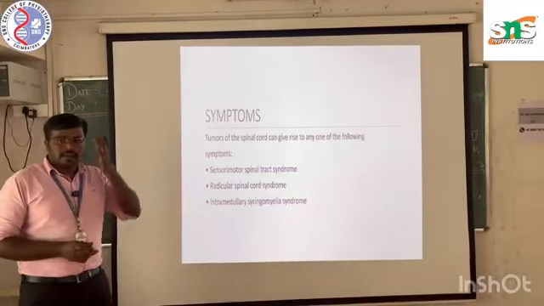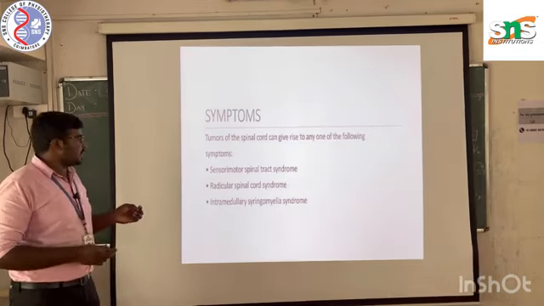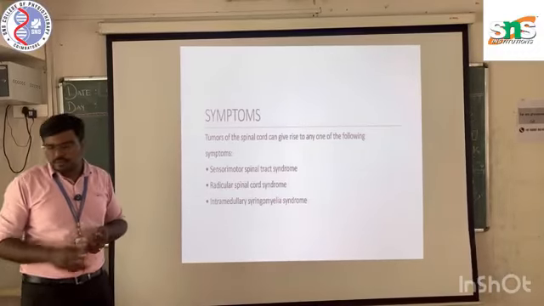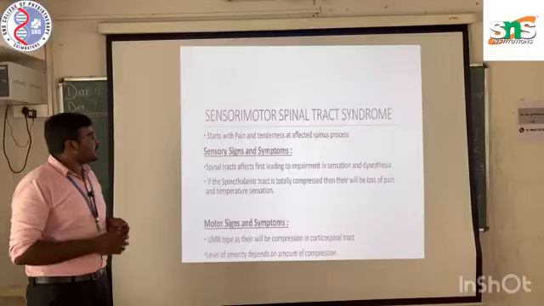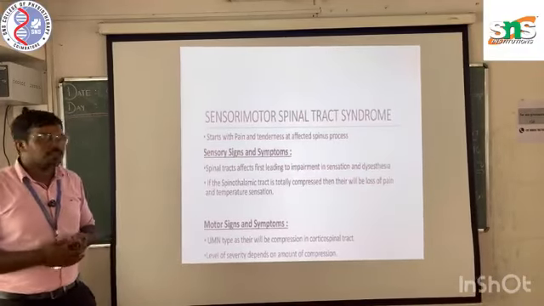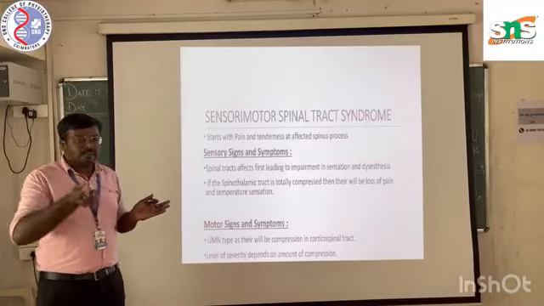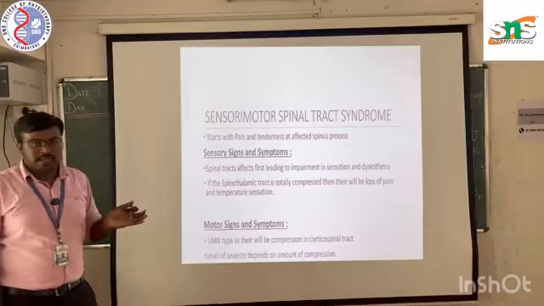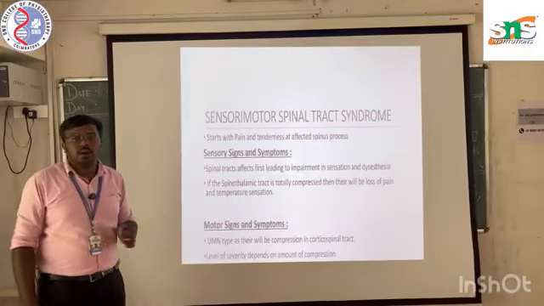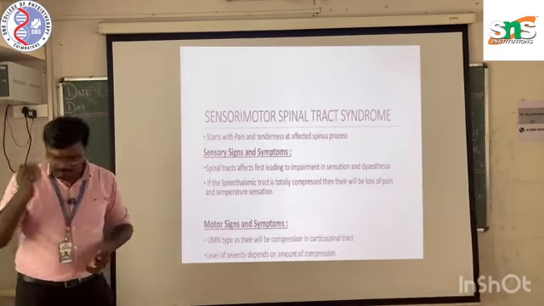For symptoms, we have three syndromes: sensorimotor spinal tract tumor, radicular spinal cord tumor, and intramedullary syringomyelia tumor. The sensorimotor spinal tract tumor affects sensory and motor function. In sensory, mainly pain and temperature are affected, so that is a lesion in the spinothalamic tract. In motor signs, the corticospinal tract is affected, so we have upper motor neuron lesions.